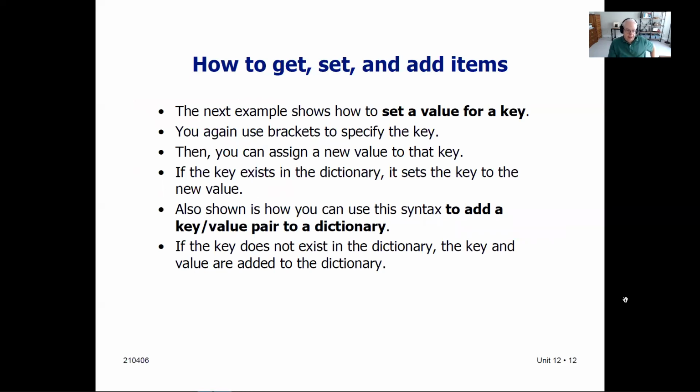So in the next example, we're going to set the value of a key. So this does one of two things. It's going to either change the value if the key exists, or it's going to add a new key and set the value for that new key. So we kind of get a 2 for the price of 1 here. And it makes it easy to update the data that's inside our dictionary.